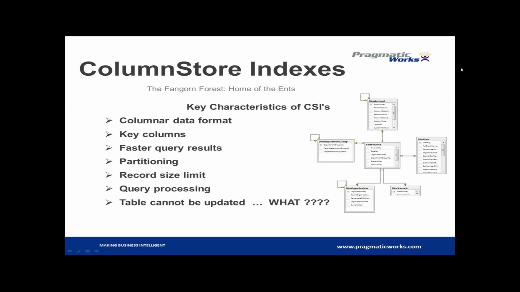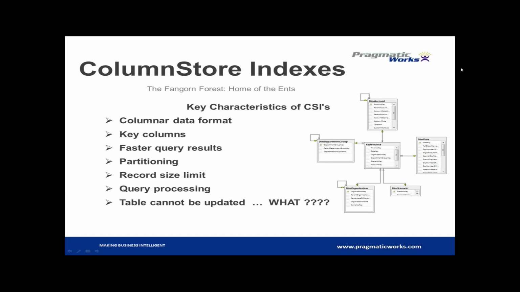Secondly, we have no key columns. So all the columns in the data reference exactly the same. Within a normal index, or any table, you're only allowed to have 16 key columns. Well, there are no key columns in ColumnStore indexes, so you can have as many columns in there as you need. As I said, you get faster query results because only the columns needed for the query are retrieved from disk.